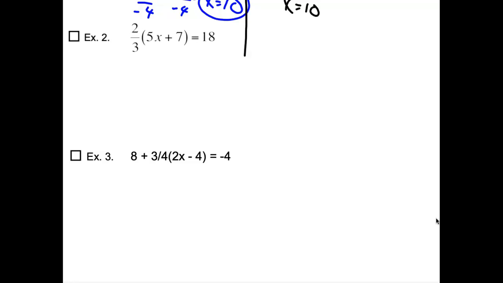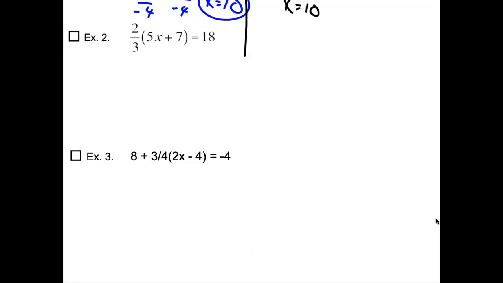Number 2's got a fraction. If you go to distribute, I know some of you love fractions, right? If you go to distribute, you're like, wait a minute, I got to do 2/3 times 5, and 2/3 times 7, and I end up with 2 fractions. Yeah, I started with 1. If I multiply, I got 2. I don't want 2 fractions. 1's enough.